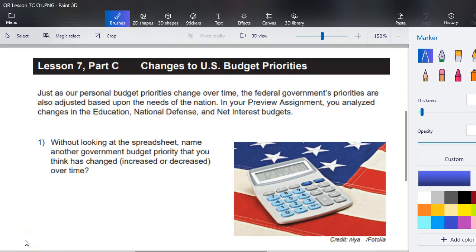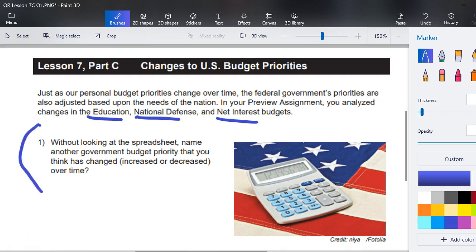We are back. We're now at Lesson 7C, Changes to the United States Budget Priorities. Just as our personal budget priorities change over time, the federal government's priorities are also adjusted based upon the needs of the nation. In your preview assignment, you analyzed changes in the education, national defense, and net interest budgets.